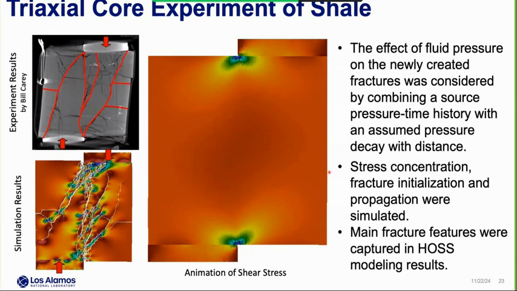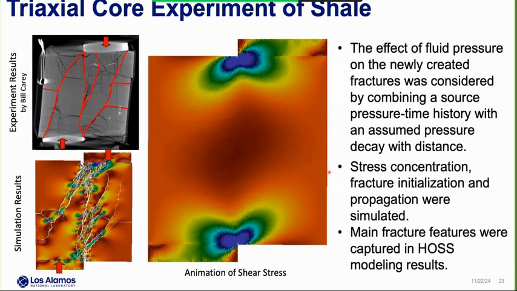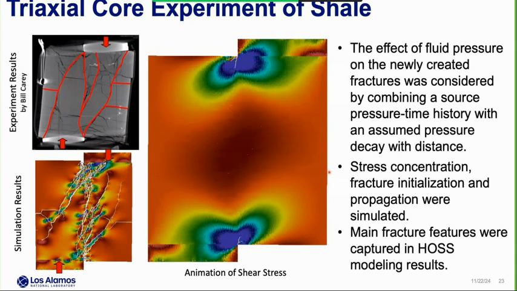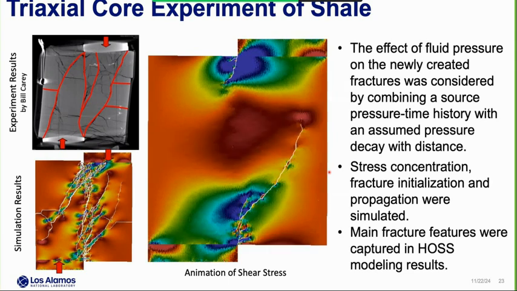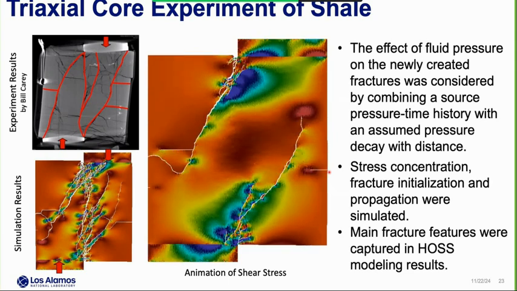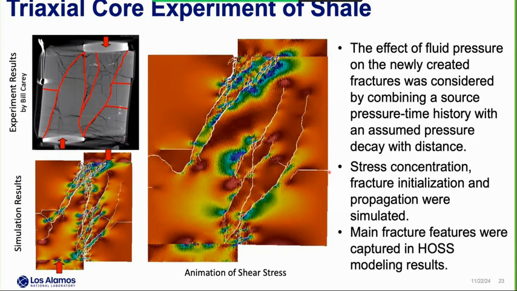The second example is the simulation of a triaxial core experiment of shale. This is a piece of work that I did about 10 years ago. Back then, I used the intrinsic cohesive zone model to simulate the fracture in this case. This work was done in collaboration with our experimental colleagues at Los Alamos.